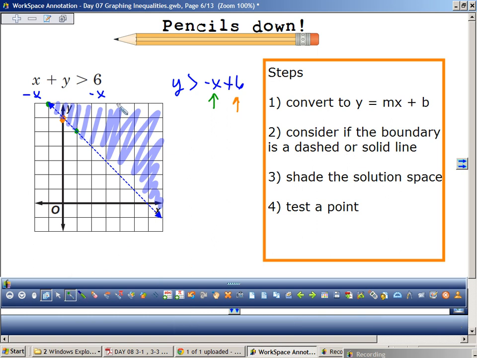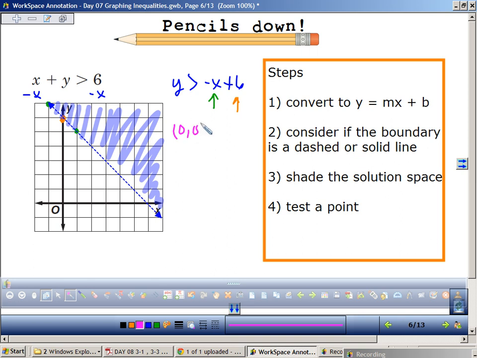I'm going to test a point. It's real easy. If you're a little uncertain, if you test a point, you'll know if you're right or not, right? So if I test 0, 0 right now, I should get what type of statement, true or false? Should be a false statement. So I'm going to say 0 plus 0 is greater than 6. Is that true? It's false. So I'm happy.